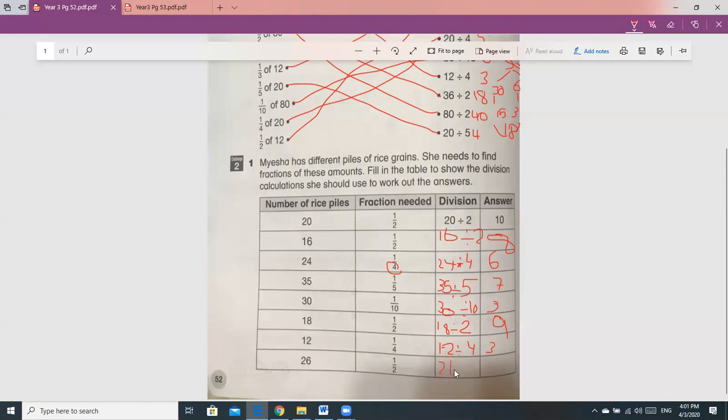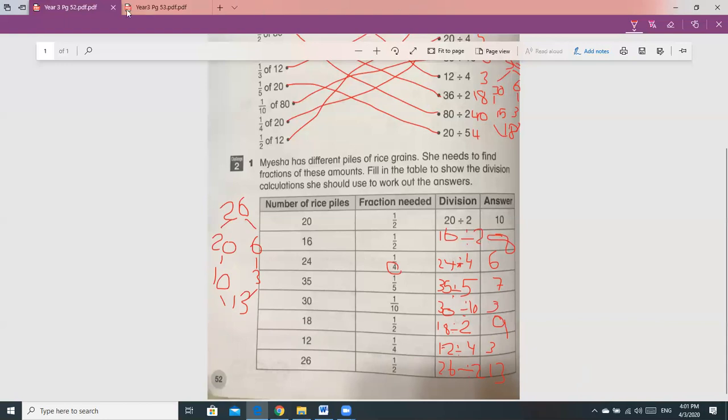Here, 26 divided by 2. So I don't know it. You can make what? 26, cut it: 20 and 6, then 10, then 3. It's going to be 13. Or we can make it on the number line. Okay, so it's 13. So to make the fraction of any number, I have to make what?